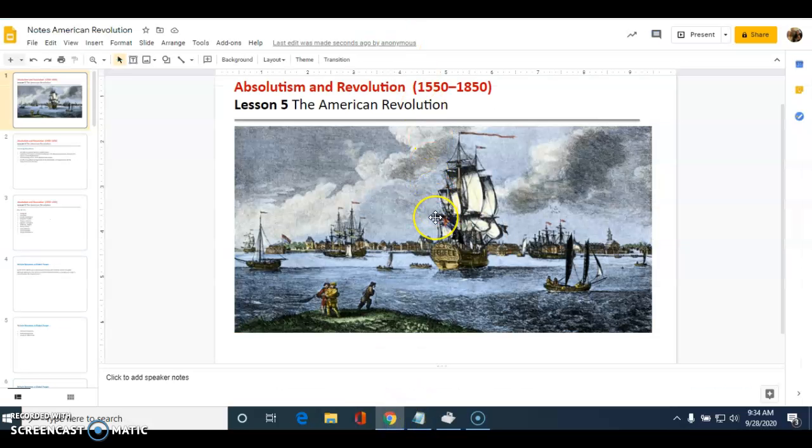Hey, good morning, everybody. We're going to be doing some notes today on the American Revolution. This will help us understand the unit better, and I'm using this as a guide rather than doing a lecture in class. I'm going to give you some points, then pause it, and you can take some notes.